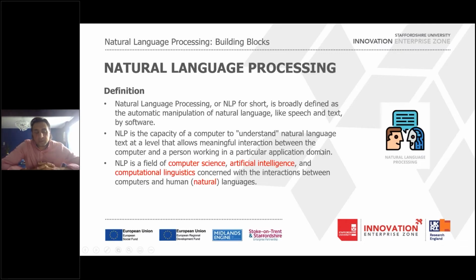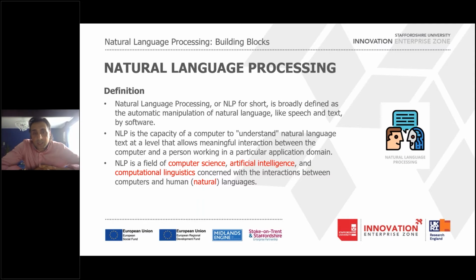So let's start by defining natural language processing, or NLP for short. It has a number of different definitions, but we are interested today in these three. The first one is the automatic manipulation of natural language, like speech and text, by software. Or it is the capacity of a computer to understand natural language at a level that allows meaningful interaction between the machine, or the computer, and the person.